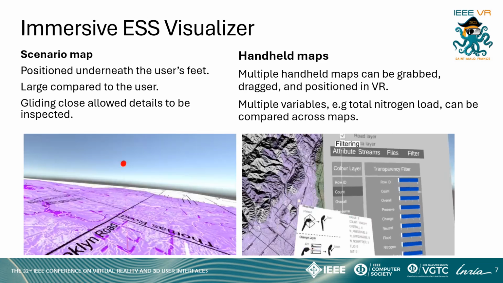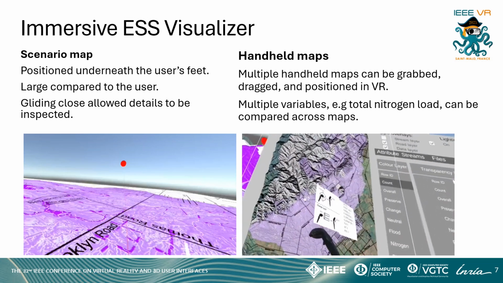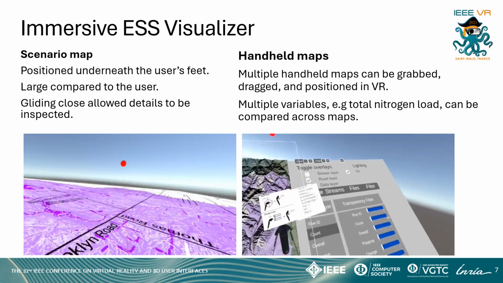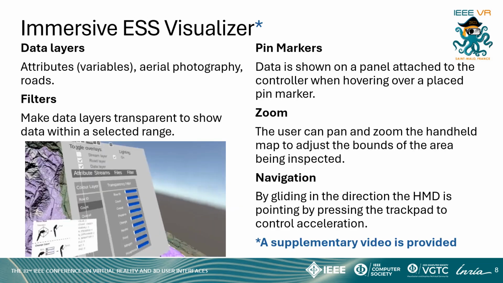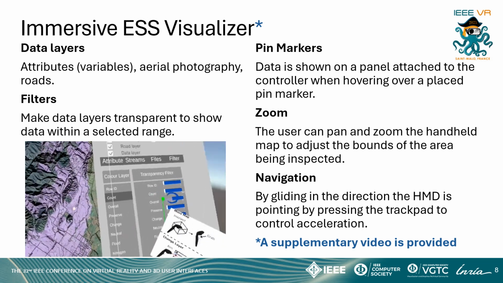The handheld maps were smaller maps with a 1 meter width that could be grabbed and moved and positioned. Multiple handheld maps could be composited into 3D layouts with elevation. They could be used to compare different layers side by side and had a panel attached for configuration. The data layers contain attributes. The panel attached to the handheld map provides a transparency filter so that multiple criteria can be applied to filter the data displayed. Data which does not match the filter is removed from the map by making those pixels transparent.